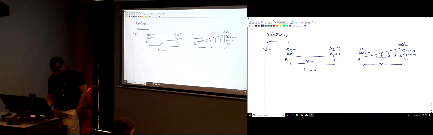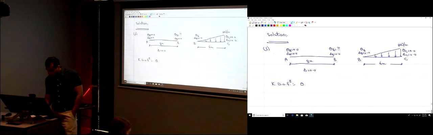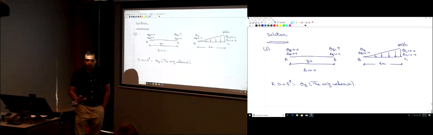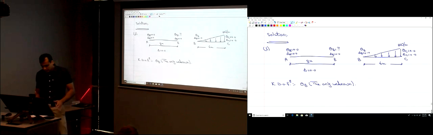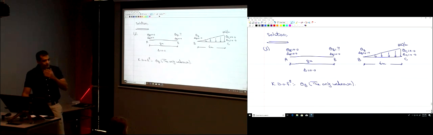The total kinematic degrees of freedom. How many unknowns do we have here? Just one. What is that? Theta B. So the kinematic degree of freedom is theta B. This is the only unknown. Everything else is known, right? Everything else is 0, right? We know it, it's 0. So that's the first step, okay? What's the second step?